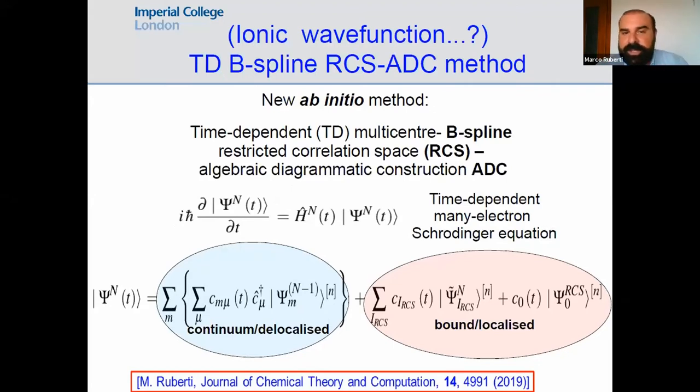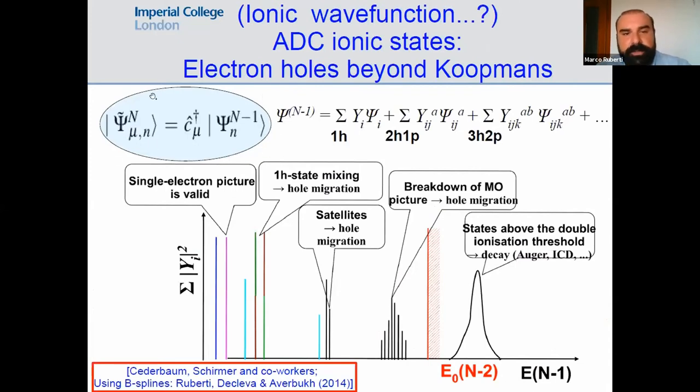Well, I use a time-dependent description based on a multi-center B-spline basis and the method that I developed, which is a restricted correlation space ADC, to describe the electron correlation within the molecular system. So, for instance, the time-dependent Schrödinger equation of the molecule is solved by making an ansatz for the many-electron wave function, where we have an expansion in terms of continuum states times an ionic state, plus bound states, including the ground state, which describe the localized states of the molecule and the electron correlations within. And in particular, the states that describe the ionization in the continuum include an expansion of the ionic state into one-hole and two-hole-one-particle configurations.